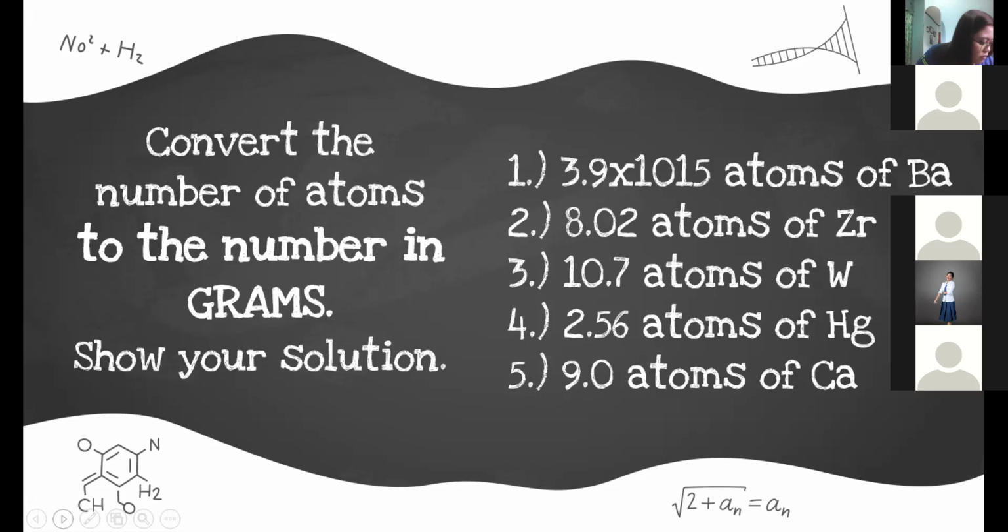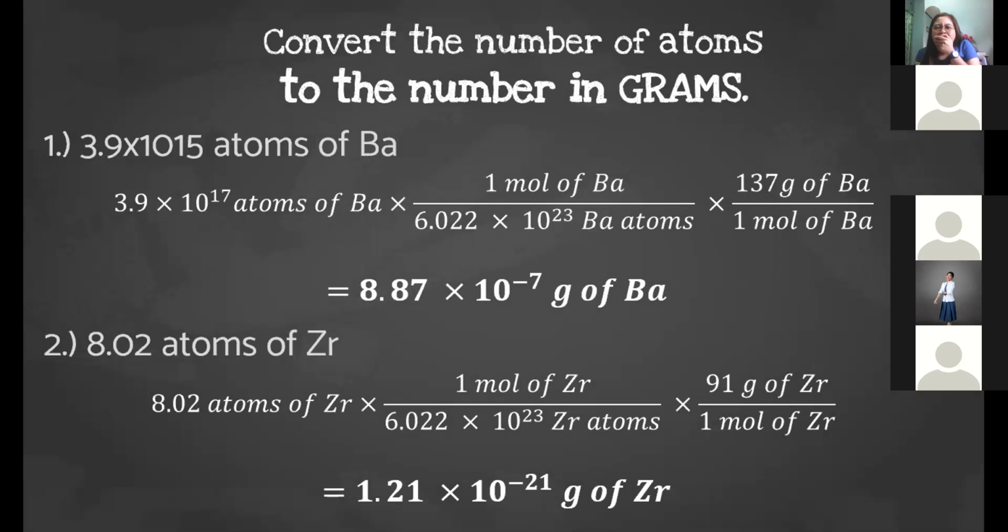So in number 1, 3.9 times 10 to the power of 17 atoms of barium times 1 mole of barium divided by 6.022 times 10 to the power of 23 barium atoms, which is the Avogadro's constant, times 137 grams of barium, which is the atomic weight of barium, divided by 1 mole of barium equals 8.87 grams of barium.